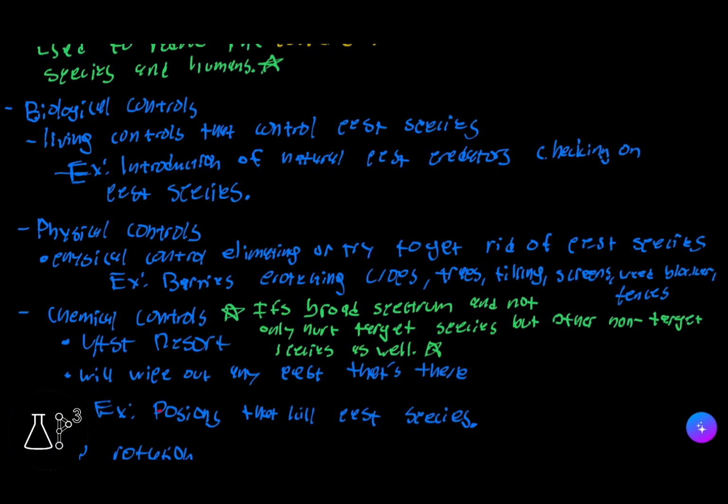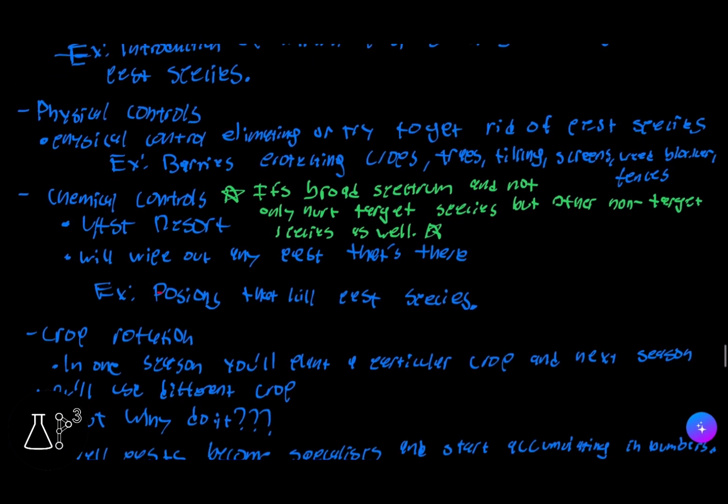And then we have chemical compounds. Chemical compounds are broad spectrum, and not only hurting targeting species, but it can also hurt non-targeting species as well. So it's a broad spectrum. It hurts target and non-target species. So this is going to be the last resort, and we'll wipe out any pest that's there. An example is poisons that kill pest species.